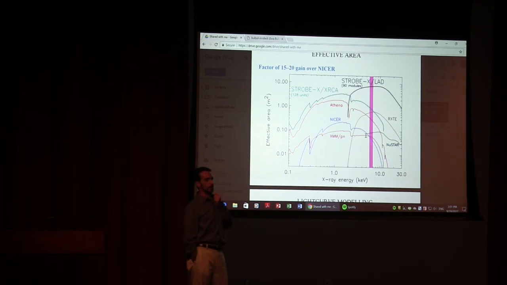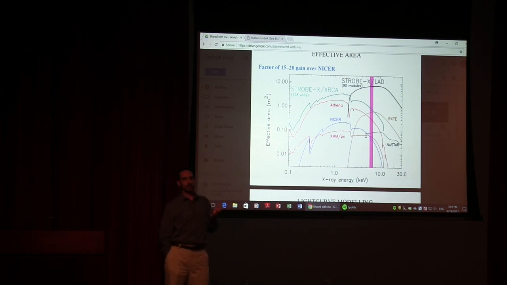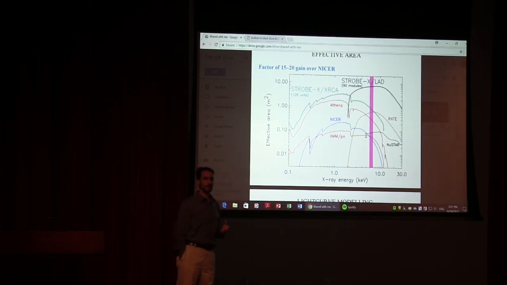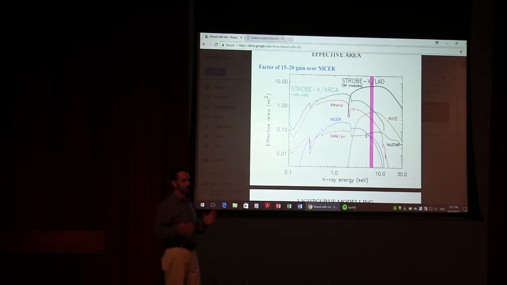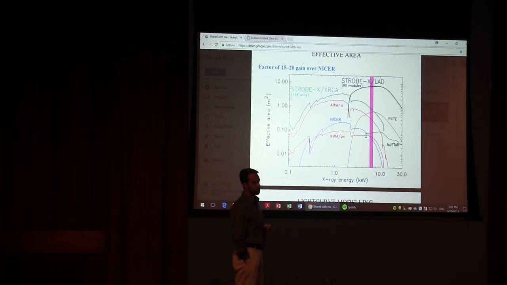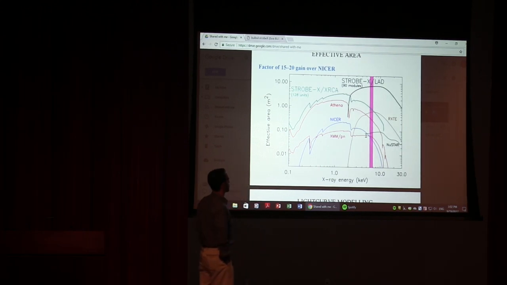And if you're thinking, as I typically do, for rotation-powered pulsars, our best case millisecond pulsar comes in at about 1 count per second for NICER. We're looking for 1 million photons to achieve a signal-to-noise ratio of 1,000. We're talking about a megasecond of time. If we have 20 times the collecting area, we can get the same signal-to-noise ratio in 50 kiloseconds. The difference between 50 kiloseconds exposure and a megasecond exposure is enormous in terms of the efficiency of the pulsar. So this factor, 15 to 20, is a game changer.